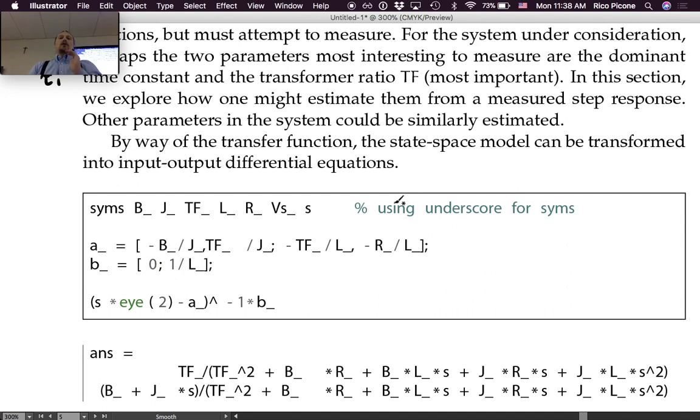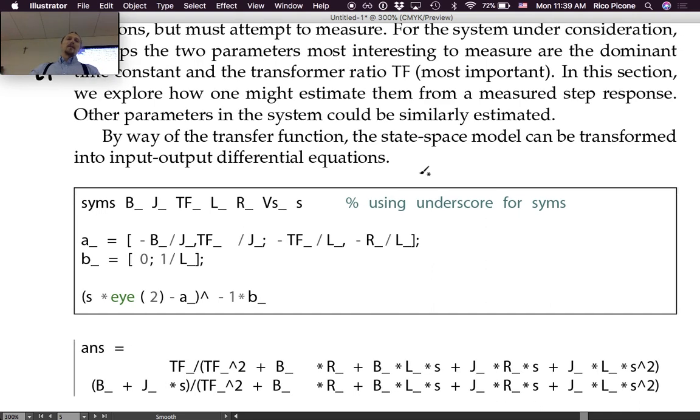By way of the transfer function, which you guys don't know what that means yet, the state space model can be transformed into input-output differential equations. Next semester you guys will learn more about this. But essentially there's another representation of the system. It's not a state space model. It's not a linear graph model. It's not an input-output differential equation model. It's a transfer function model. But it's really useful to bridge between the state space model and the input-output differential equation model.